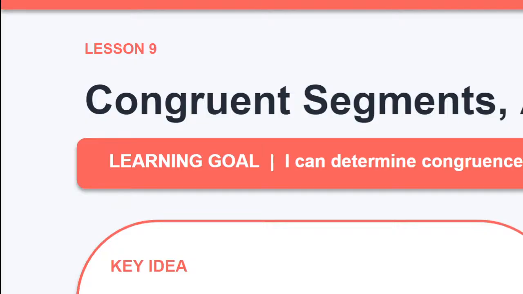They have the same size and shape even when turned, flipped, or moved. Remember, orientation does not affect congruence.